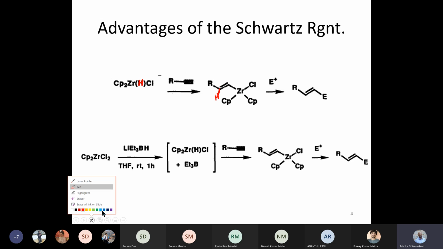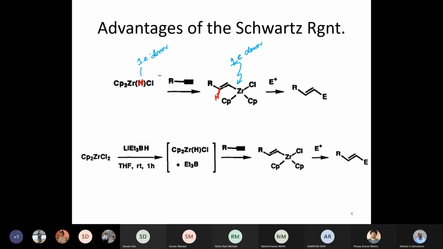So you see that this is also now a 1-electron donor. Here we had a 1-electron donor. In between, we added a 2-electron donor to the zirconium.